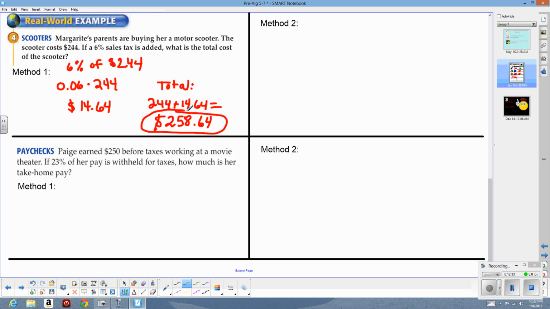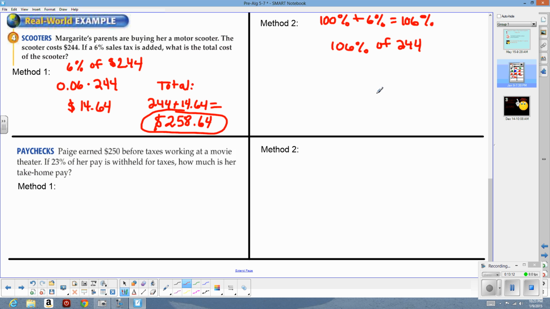However, there is kind of a shortcut way, and that is to think of it this way. If you're going to pay a 6% sales tax, you have to pay for the whole item, which is 100%, plus the 6% sales tax, which means we're going to try and figure out what 106% is to get the total, because you pay the whole amount plus 6% tax. So we're going to try and figure out what 106% of $244 is.